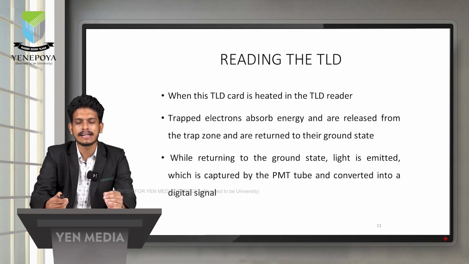Next, coming to reading, the TLD is heated by using a TLD reader. When heated, the energy is transferred to the electrons trapped in the forbidden gap, from which these electrons get excited and escape from the forbidden gap and come back to their original state, the valence band. When these electrons come back to the valence band, they release energy as light, and this light is detected by the photomultiplier tube and converted into digital signals. So this is the basic principle of the working of TLD.